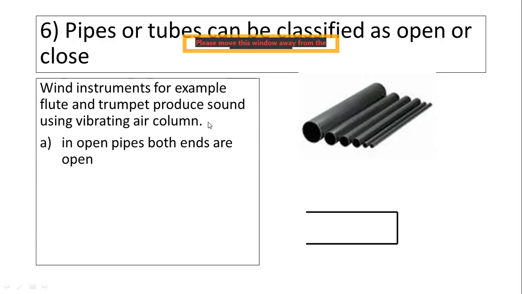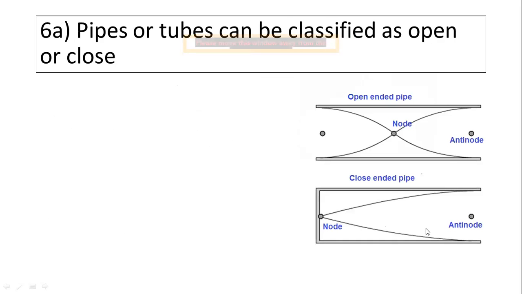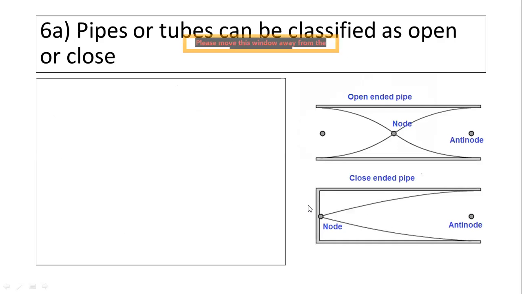In open pipes, both ends are open. These are open, both ends. So we call it an open pipe. This one has one end closed. We call it a closed pipe. Pipes or tubes can be classified as closed or open. You said sound wave is sent from one end. Yeah, usually we send it at the open end. This one can be this end or that end there. This one is only one end.